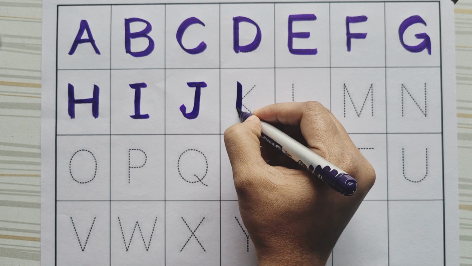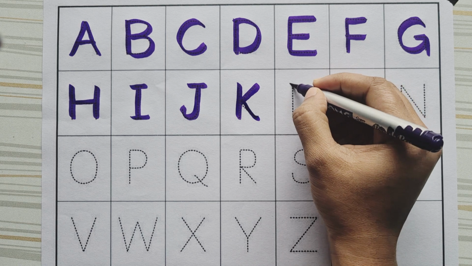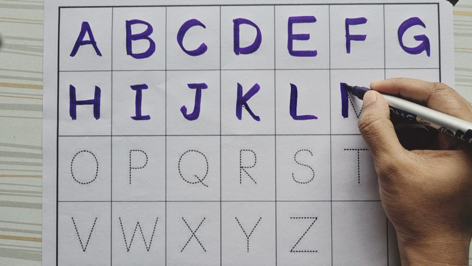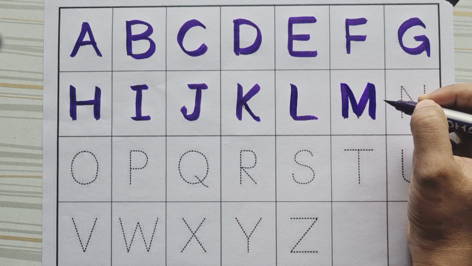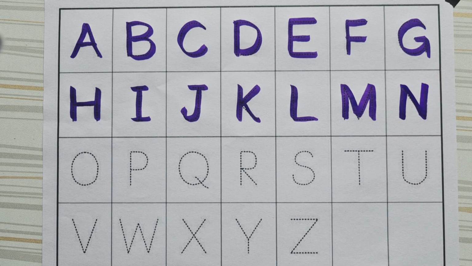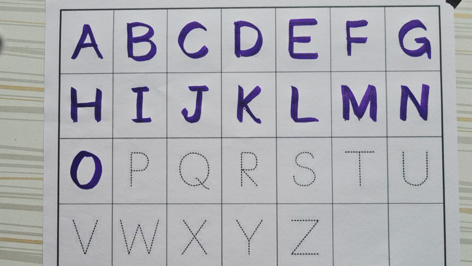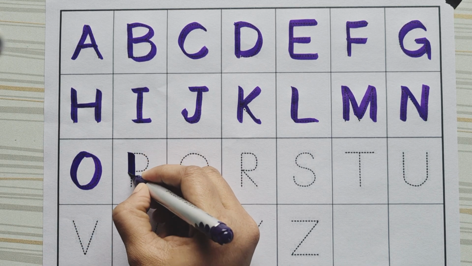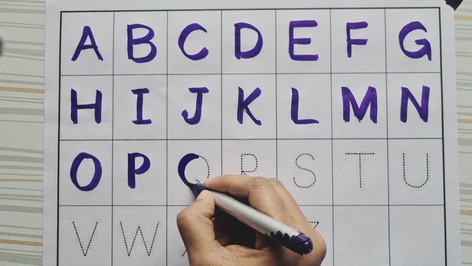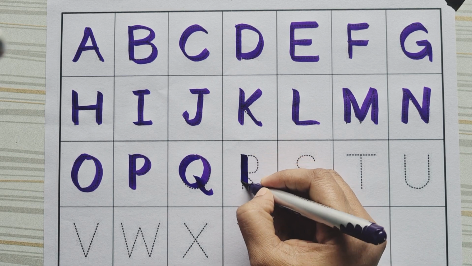J for joker. K for kite. L for lemon. M for monkey. N for nest. O for orange. P for parrot. Q for queen. R for rabbit.